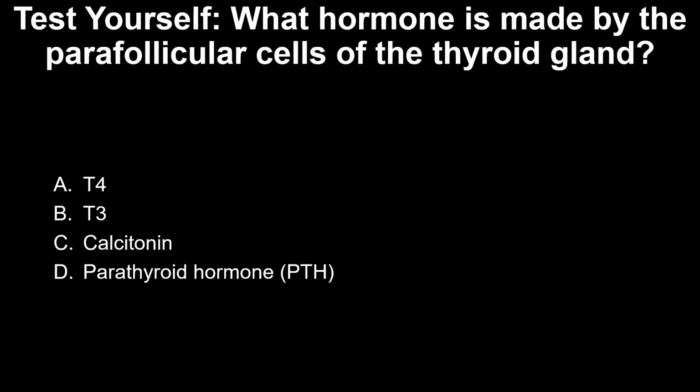Now, which hormone is made by the parafollicular cells of the thyroid gland? T4, T3, parathyroid hormone, or calcitonin? It is calcitonin.